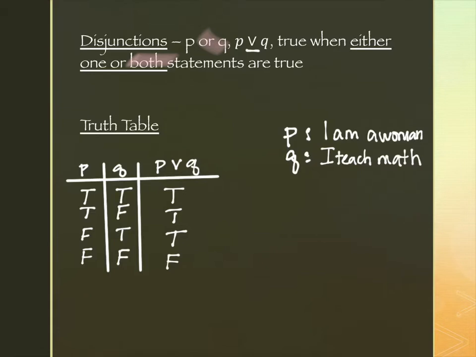Yeah. Okay, is this all right? Notice the final column in an or statement is mostly true statements, right? The only one that's false is the one that says two falses. Yeah? All right. Any questions so far?